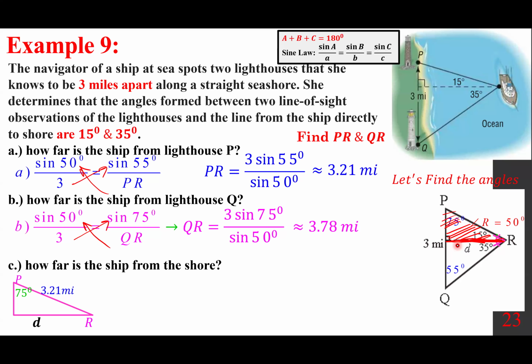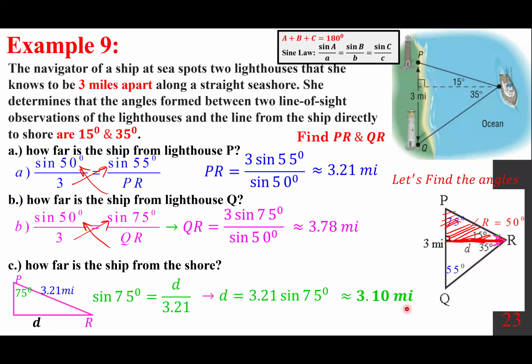Now, obviously, sine of 75 degrees is the opposite D over the hypotenuse 3.21. And therefore, D is the product of these two values, 3.21 times sine of 75. You put it into a calculator, you get 3.10 miles as the final answer.